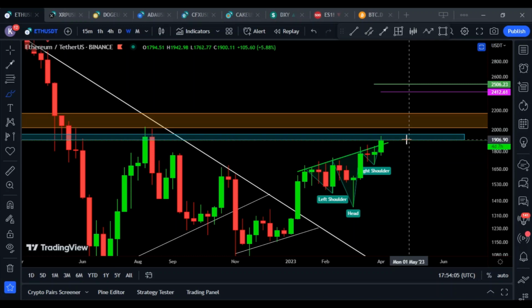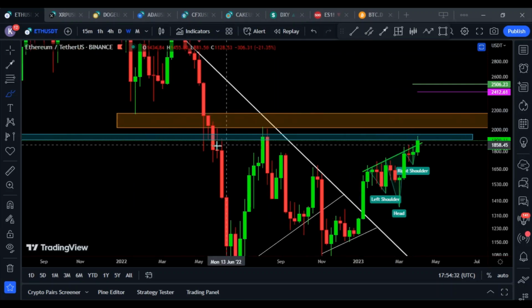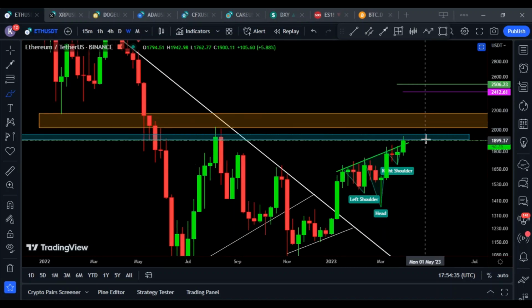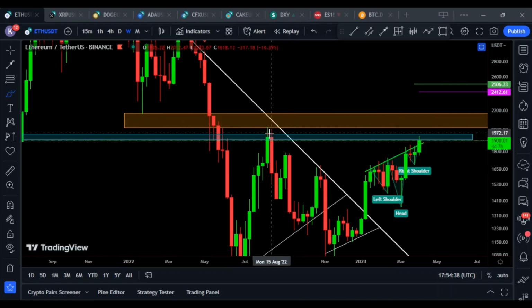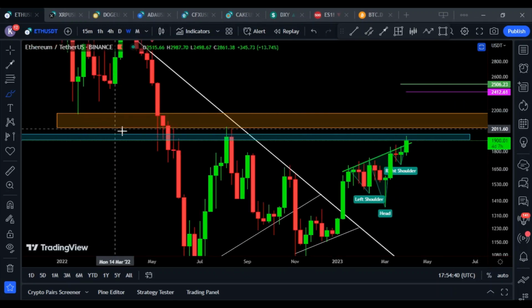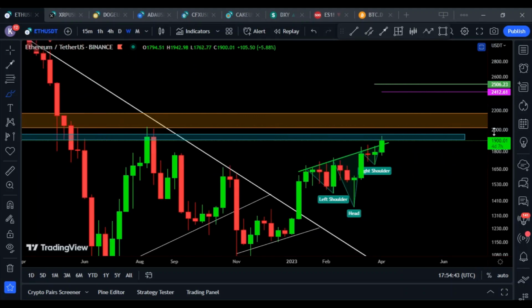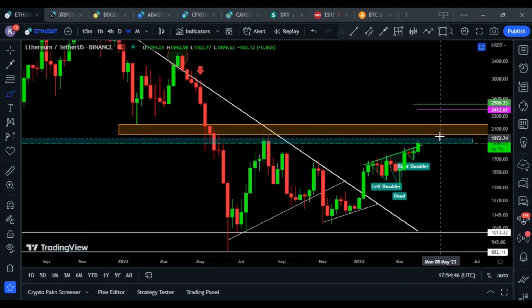So the first area, and we're just shy now below it, would be between 1900 and 1960, and the orange box would be between 2000 and $2,170. So the green box would be 1900 to 1960. Mark those numbers down. We should expect some interaction and some resistance as we move towards those areas. So that is our first obstacle.